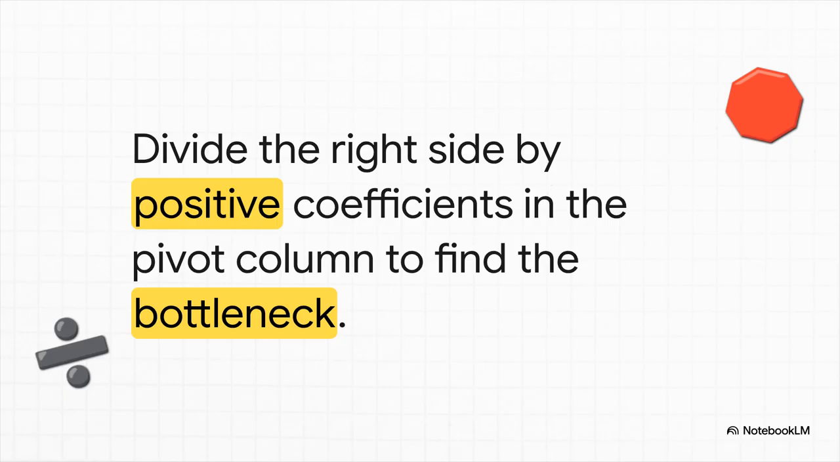You take the values on the far right side of the tableau and you divide them by the strictly positive coefficients in your entering pivot column. Whichever row gives you the smallest positive ratio identifies your leaving basic variable. This is the exact constraint that completely stops your production expansion in its tracks. It is your ultimate bottleneck.